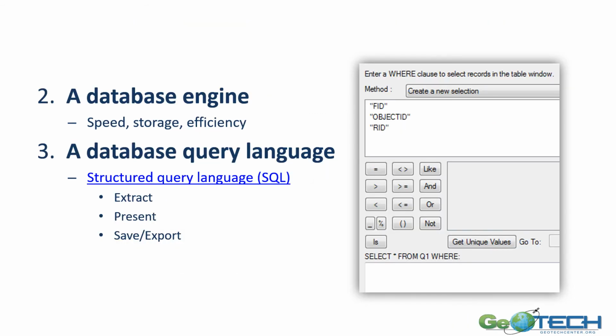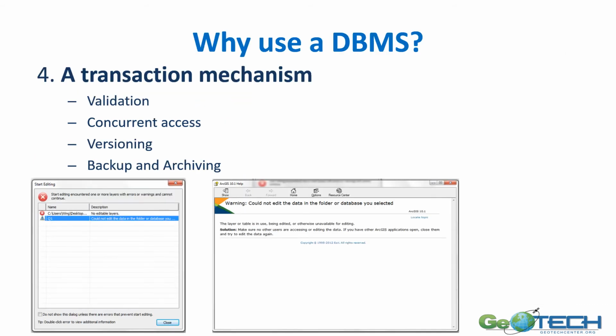It also needs some sort of database engine, and this is used for speed and storage and efficiency. And it will use a different database querying language, a structured querying language such as SQL, which allows you to query that data within the database. It also needs a transactional mechanism. So how do you validate things? How can you have concurrent access, or how can you have versioning, and how do you back up or archive your data?